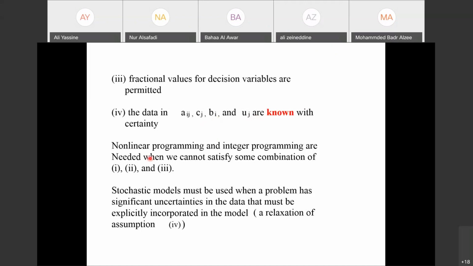Nonlinear programming and integer programming are needed if any one of these various assumptions that I mentioned in this slide and the previous slide is violated or does not exist. That means this becomes either an integer program or a nonlinear program, which is not what we're studying now. Now we're only looking at linear programs, and stochastic models are also not included. That becomes a different topic.